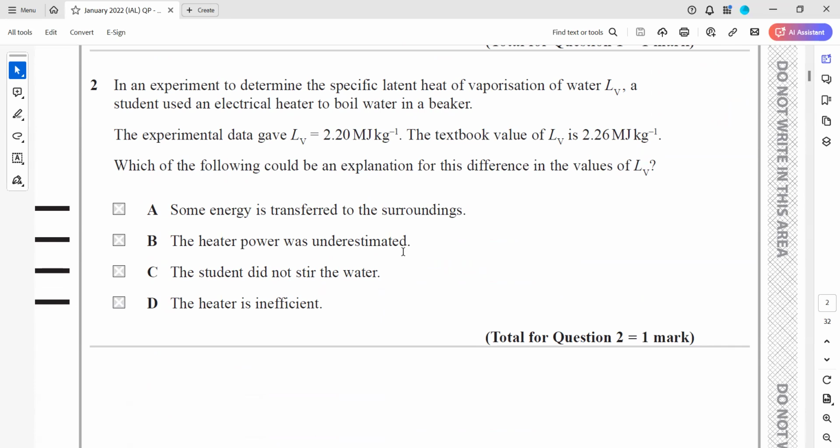In an experiment to determine the latent heat of vaporization, experimental data gave a value of 2.2 megajoule per kilogram. The textbook value is 2.2. Which of the following explains the difference? So we got the latent heat. Latent heat is energy divided by mass, and energy is power into time. So why is our value smaller than the actual textbook value? That's the question.